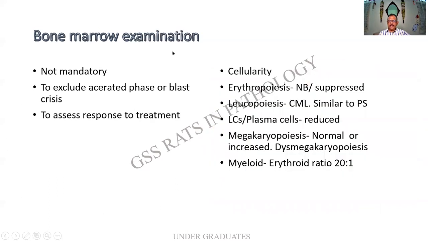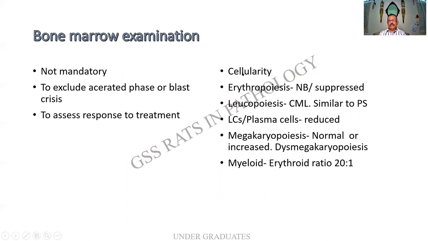On the bone marrow examination, generally it is not mandatory for any leukemia because we are finding the increased cells in the peripheral blood cells. But then in CML, it can be done to exclude an accelerated phase or a blast crisis. Also, when you have started the treatment, in order to assess the response to treatment, you can do a bone marrow examination. Remember these two things. One is to assess the response to treatment, and second one is to find out whether there is any accelerated phase or the blast crisis.